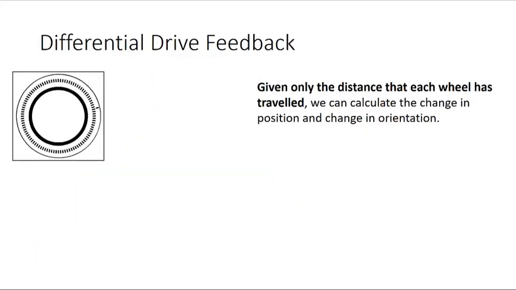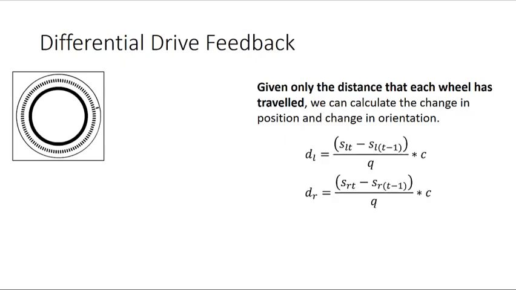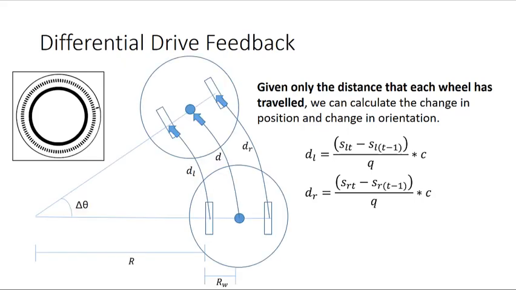And so what's really neat about this is that given only the distance that each wheel has traveled, which again we get from encoder information, we can actually calculate the change in position and orientation for the robot. So recall that our equations for dl and dr are these two shown here. They're based on the encoder ticks, the wheel circumference, and the number of ticks for one revolution. And given that low-level information, we can actually compute higher-level geometric information about the robot, which is the change in the orientation as it moves and the overall distance that it's moving.